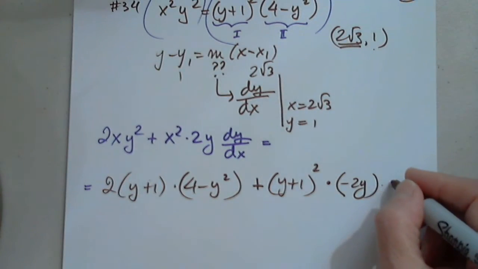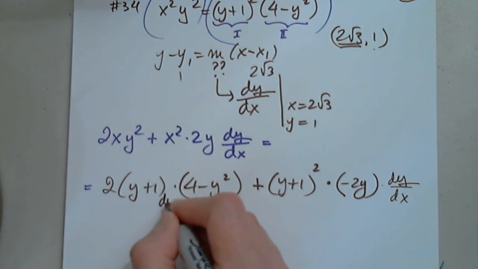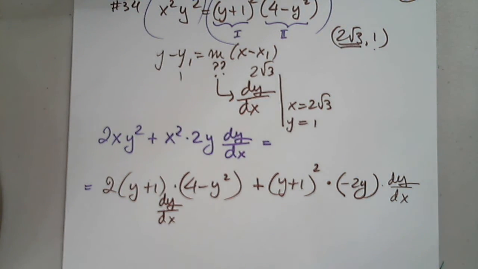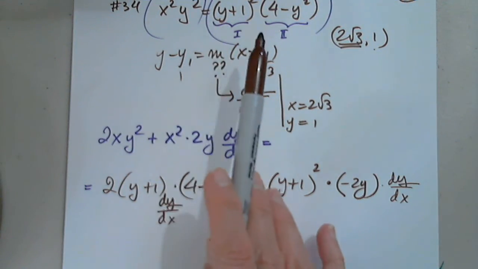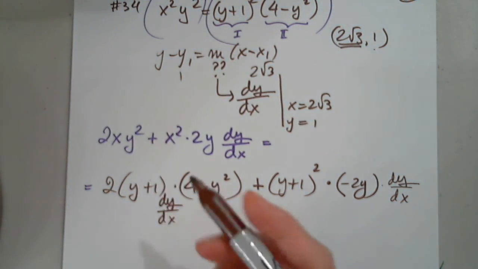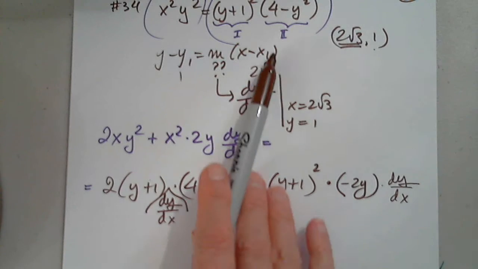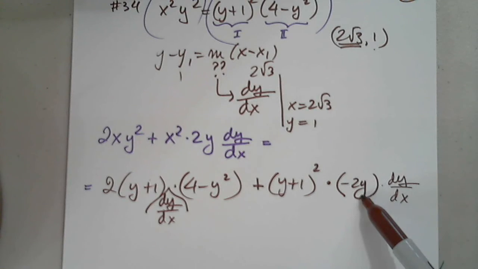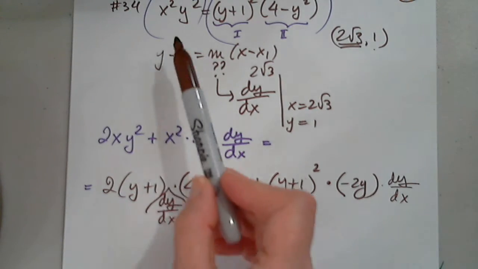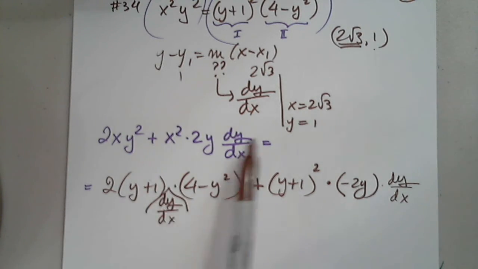Times dy over dx. And I messed up here, I just realized. So 2 times (y plus 1) to the 2 minus 1 times the inner function prime. I rushed. Sorry about that. So times the second function plus the first function times the second function prime. So it's negative 2y, but y is a function, so it's times dy over dx. So 2x y squared, that's correct. I'm checking now because I omitted this. I want to check again.